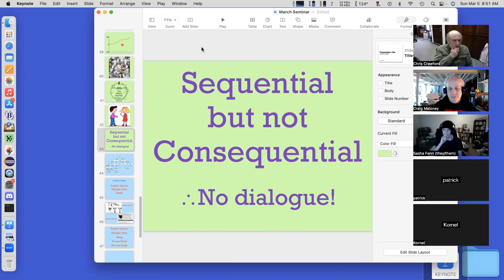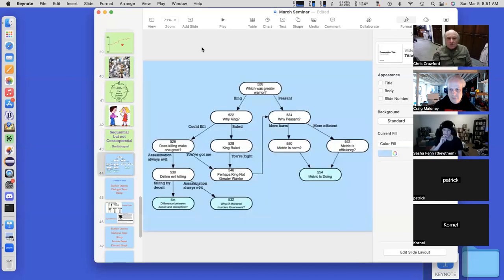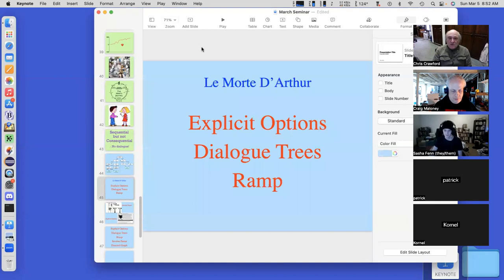Why shouldn't it be allowed? It's dependent on Luke's choice, should be a valid one. Well, yeah, if you want to do a conversation, you need a tree. And in fact, that's what I do in Le Morte d'Arthur. I do have trees in Le Morte d'Arthur. And in fact, I mix a number of things. In Le Morte d'Arthur, I have explicit options, I have dialogue trees, and I have a ramp system. So it is really a mixture of these.